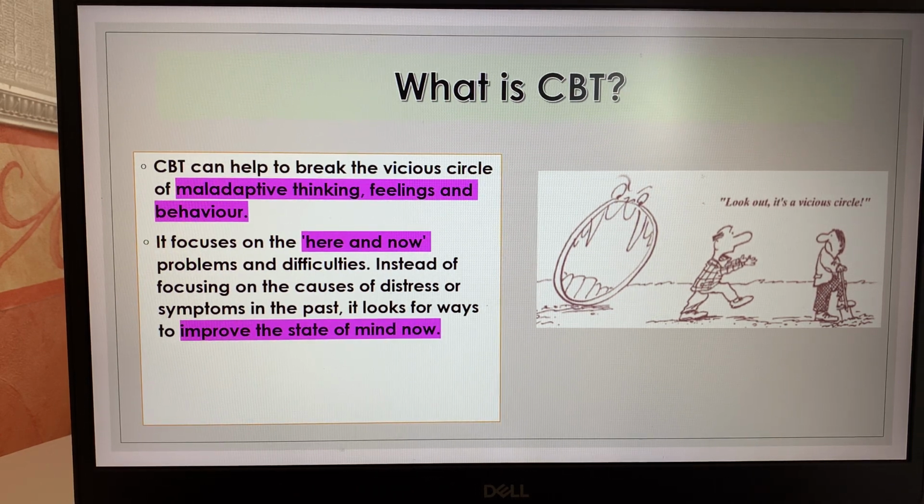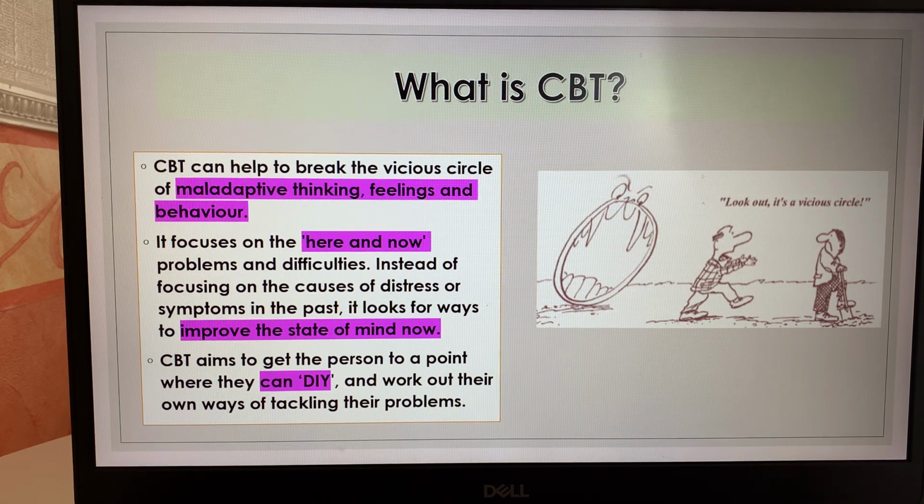So it looks at the here and now, what's happening right this minute, looking at problems and difficulties, doesn't really focus a lot on the past. Whereas our psychodynamic, psychoanalytic therapy would be focusing on previous trauma or the id and the ego and all the rest of it, CBT is focusing on how we can improve the situation of people's lives right now.